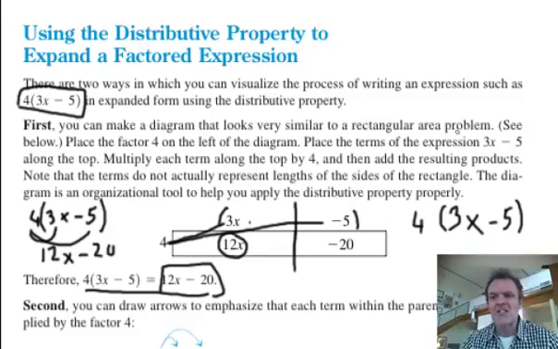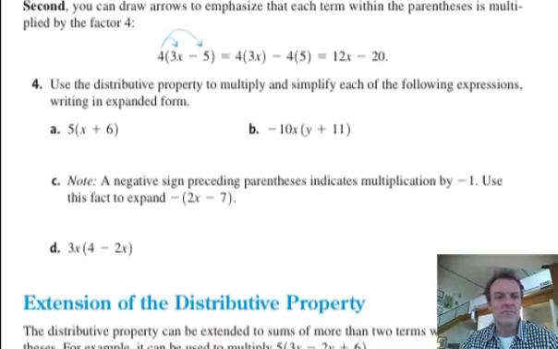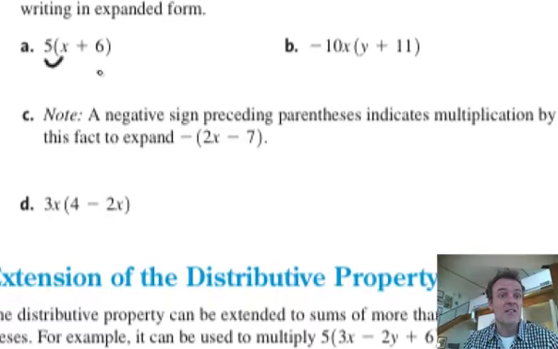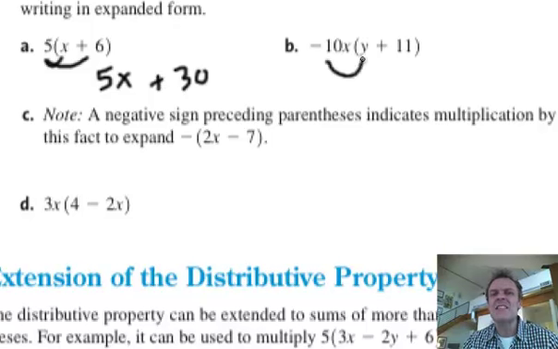Let's see if there are any other examples we can look at. Here they all are. 5 times x is 5x. 5 times 6 is 30, with a plus in between. Now, what's this next one? What's negative 10x times a y? All I can do is write them next to each other: negative 10xy.